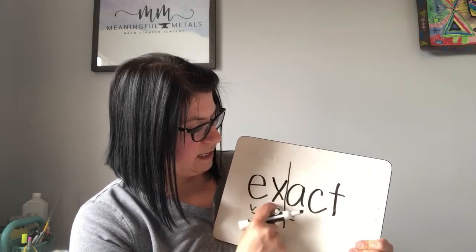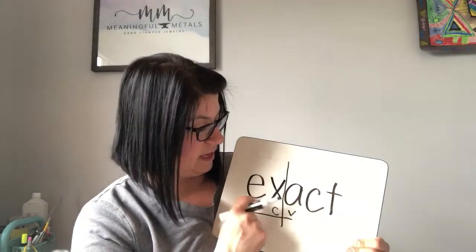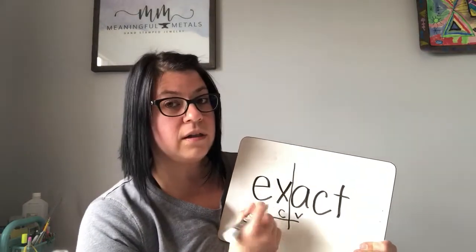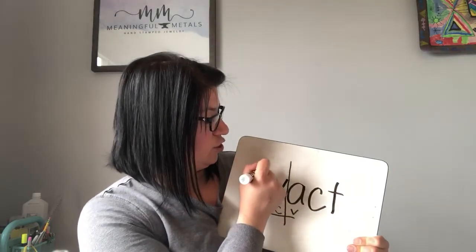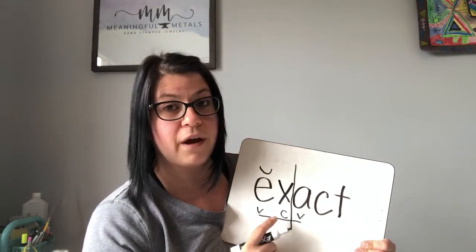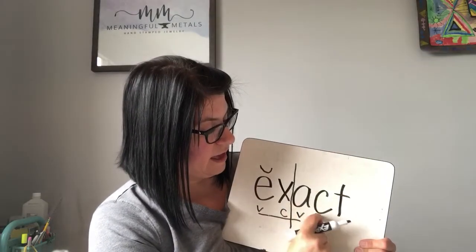First syllable is EX. So after we divide, now we need to label our vowels. We have EX. E is our vowel. X is our consonant closing the door. This is a short vowel. I'm marking it with a breve. This E will say eh. And then we have ACT.